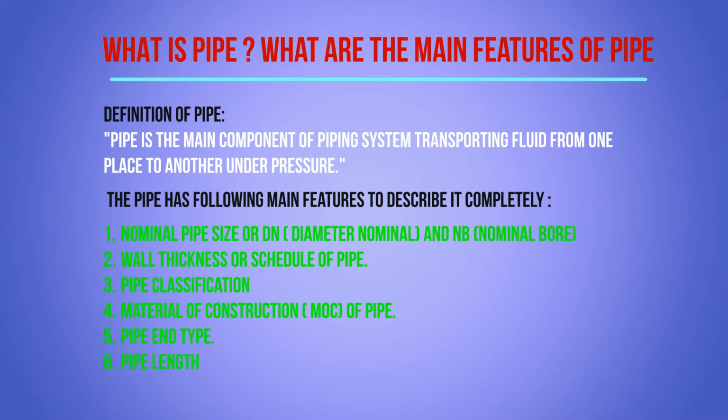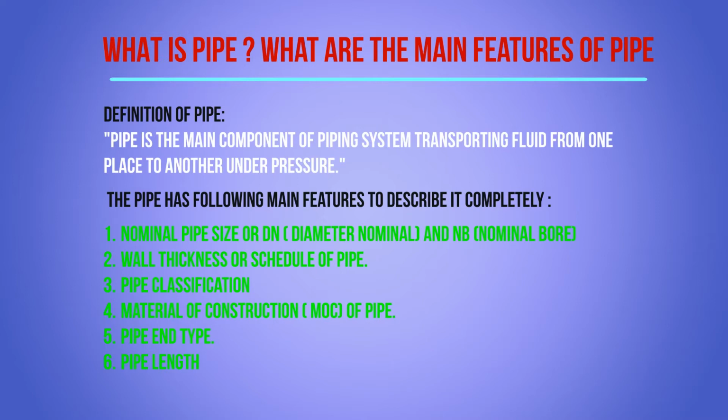So pipe has the following main features to describe it completely, and they are required for the purchasing of the pipe as well. We have to specify the nominal pipe size, that is called NPS, or nominal diameter, that is normally written as DN. We'll explain the difference between nominal pipe size, DN, or nominal bore. Then the wall thickness, and sometimes we specify it as a schedule of the pipe. What is the difference between schedule of the pipe and the wall thickness, we'll explain later on.